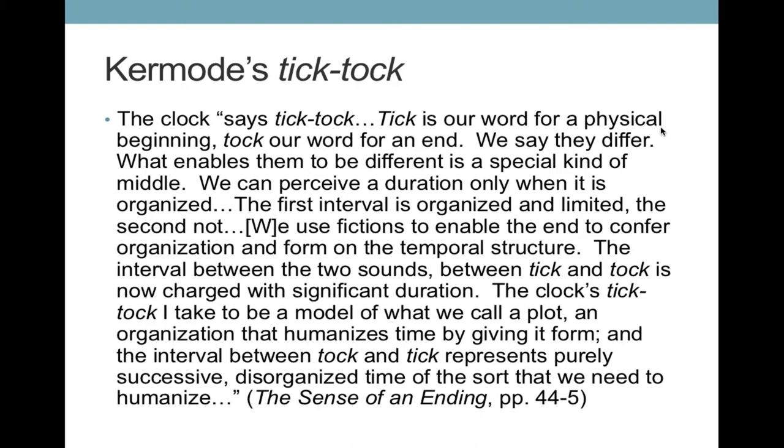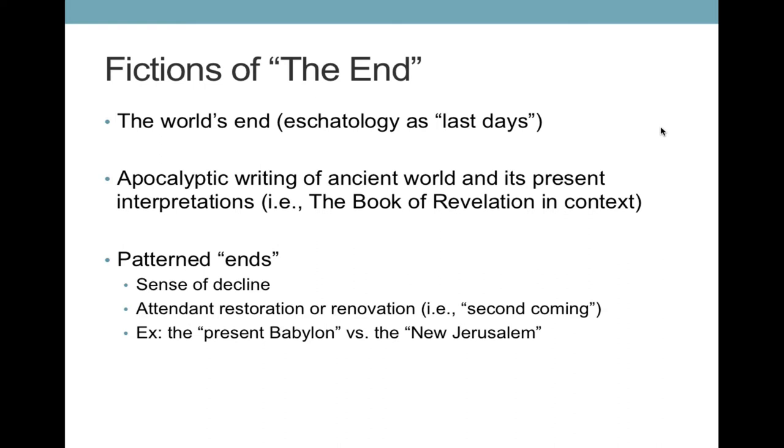Kermode thinks through examples of apocalyptic writing and how the end proposed in an apocalyptic piece offers a sense of coherence or unity to the ways in which humanity experiences time in a larger historical sense. How do we experience time within a piece of fiction or writing? So you think about, first of all here, fictions of the end, that larger sense of end, right? That larger sense of the world's end, of apocalypse, or an eschatological ending, that sense of the last days.